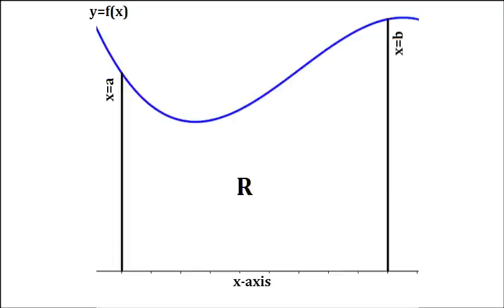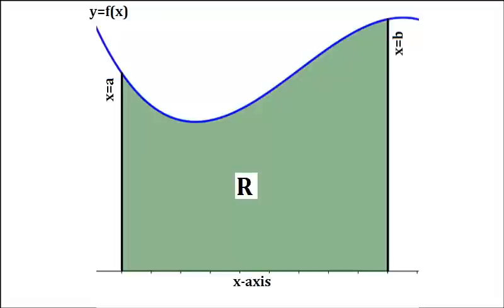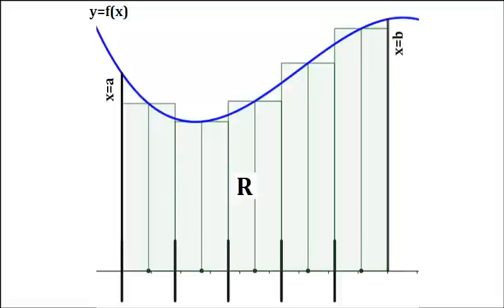Take a region R that is formed by a positive function f of x, the lines x equals a and x equals b, and the x-axis. Our goal is to determine, not approximate, the area of R. In the section 4.1 video, it was shown that the area of R can be approximated by taking familiar shapes, which have easily measured area, such as rectangles, and tiling over R. The result is that the sum of the rectangles is near the actual area of R.